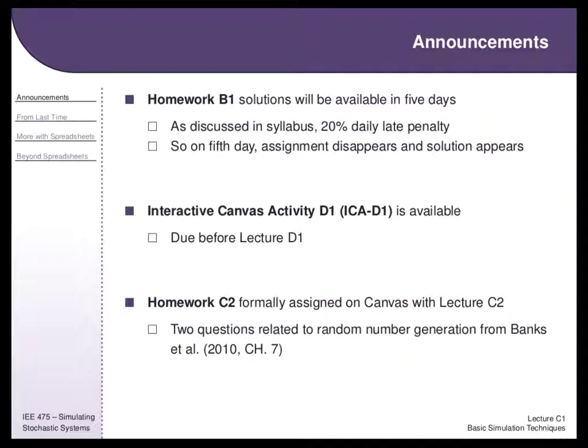It's two questions related to random number generation. They come right out of the chapter. The first question is just sort of plug and chug into a formula. Once you find the right formula, you plug it in, you generate 5 numbers, and you're done. The second question, I give you numbers that could have come from a random number generator, and you use a Kolmogorov-Smirnov test to see if they likely came from a random number generator.